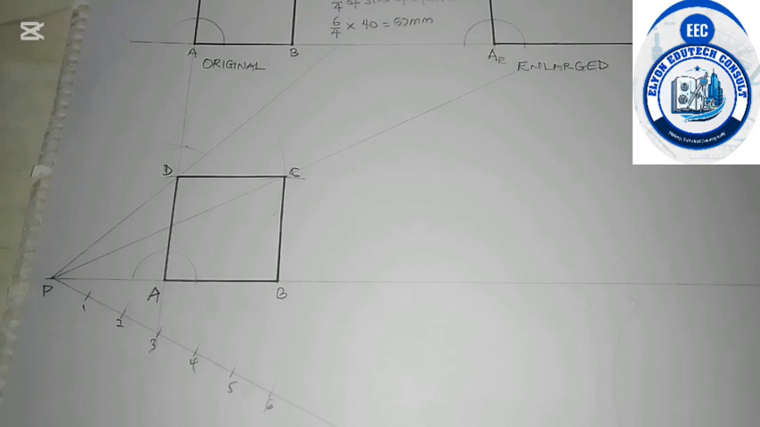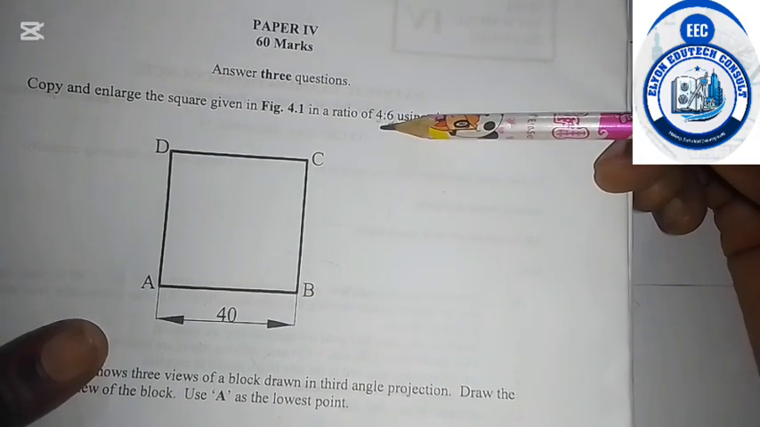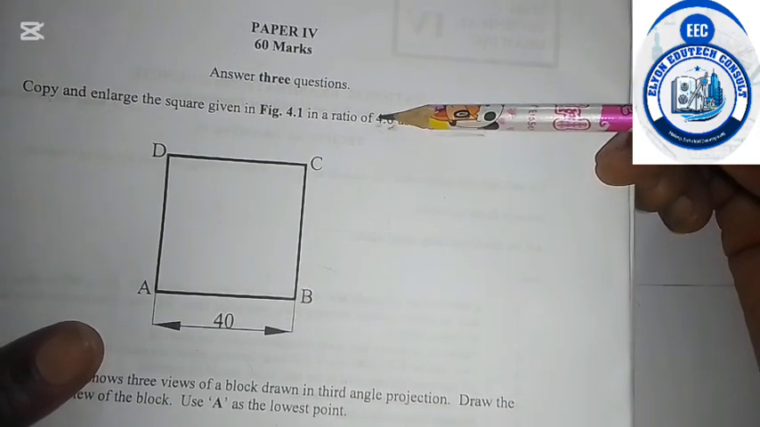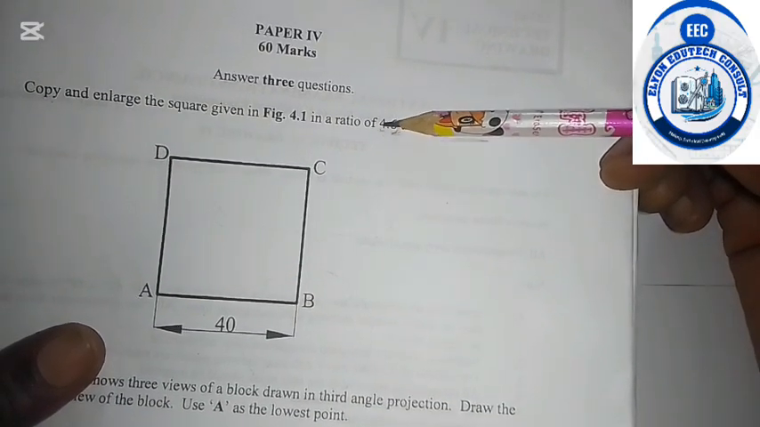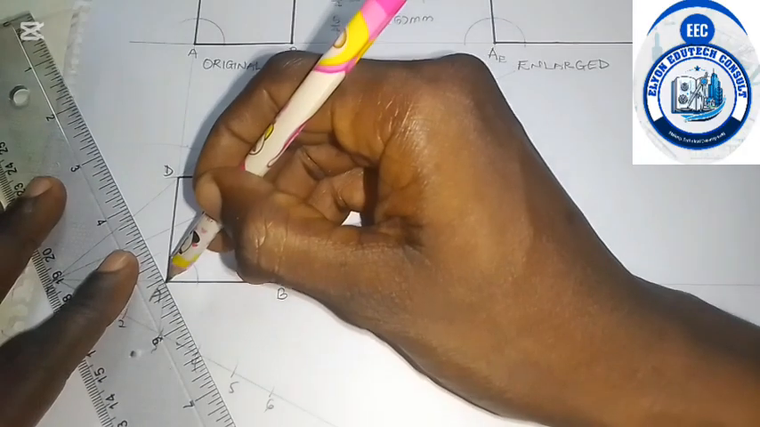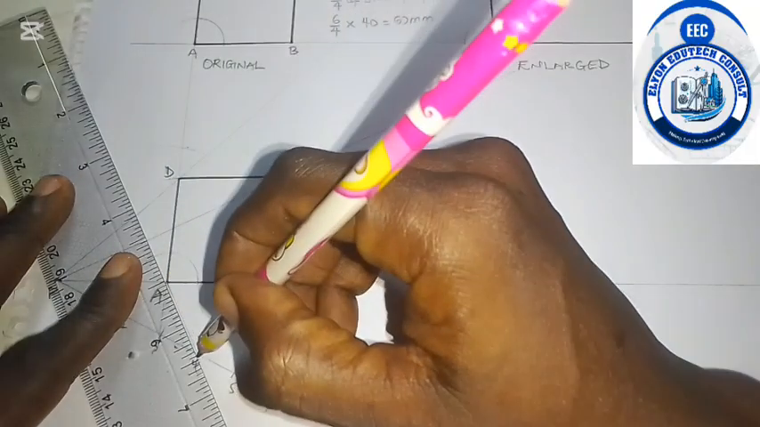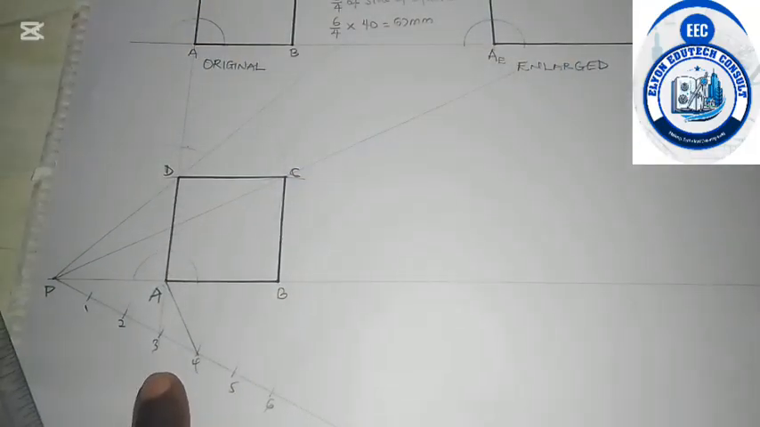Now, the reduction part: the original figure is 4. So I'm going to pick 4 on this line here, which is this point. I will connect that to point A, which will be for the original. This way, just like I have it here now.